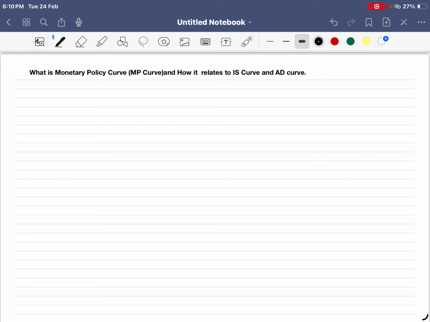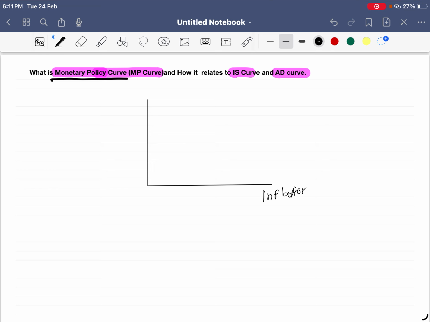Monetary policy curve and how it is related to the IS curve and the aggregate demand curve. So first we will draw the monetary policy curve and then we'll see how it is related with the other curves. So for drawing the monetary policy curve, first we will see what is the level of inflation in the economy and then what is the real rate of interest in the economy.